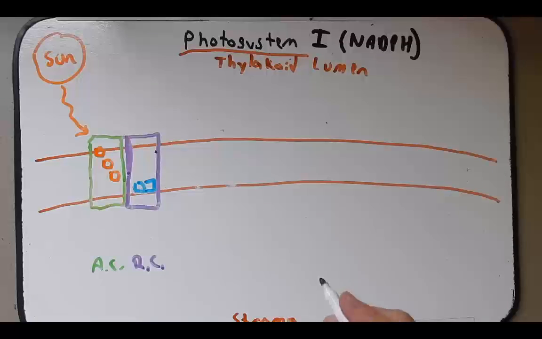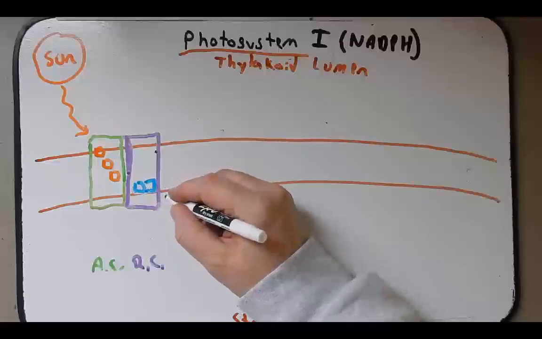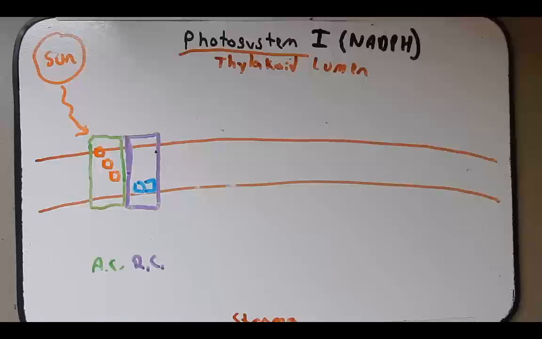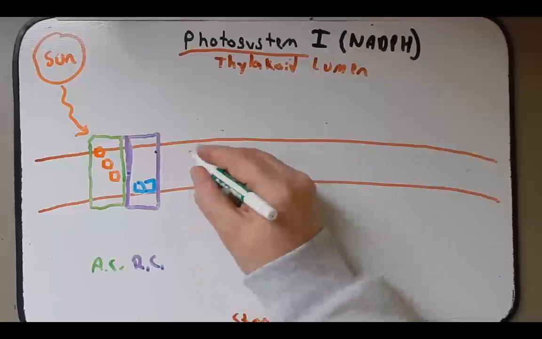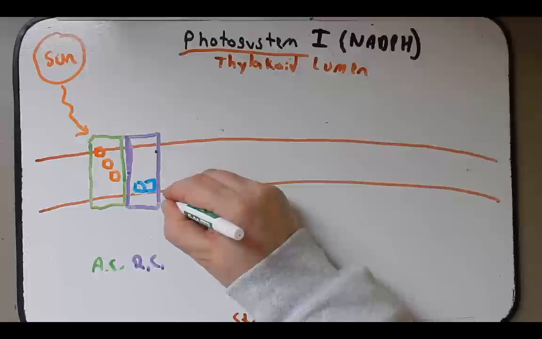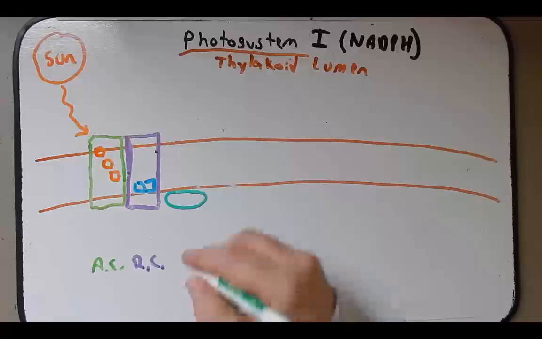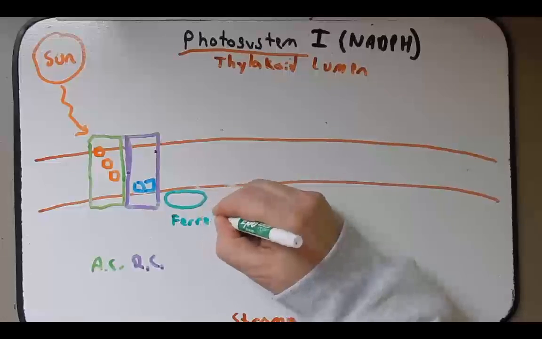Now, unlike Photosystem II, these electrons that are in this reaction center, these special pair of chlorophylls, are not transferred to an electron carrier in the membrane. It's transferred to an electron carrier on the outside of the membrane on the stroma side. And this carrier is called ferredoxin.